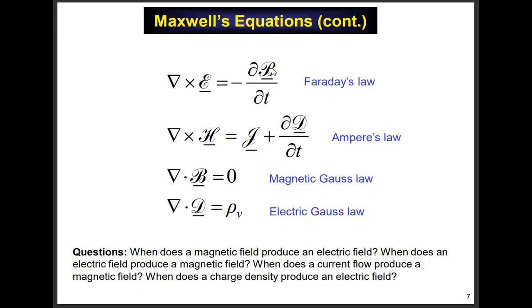That's what Faraday discovered. And that's what's called Faraday's law. Now, this next question is very similar. When does an electric field produce a magnetic field? Now, I'll give you a hint. Let's look at this one, Ampere's law.